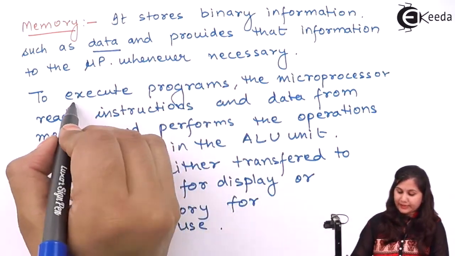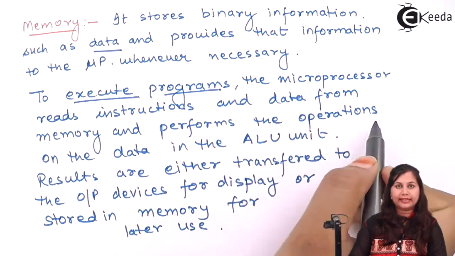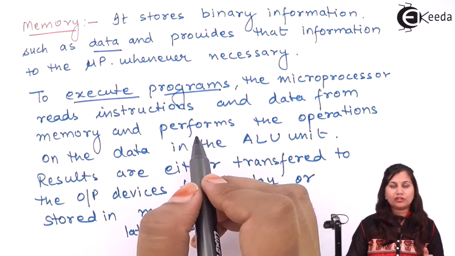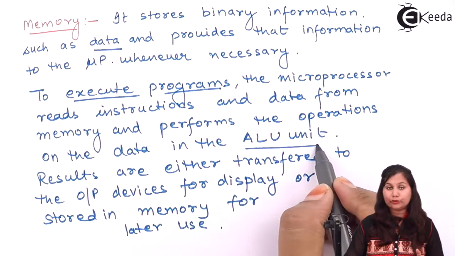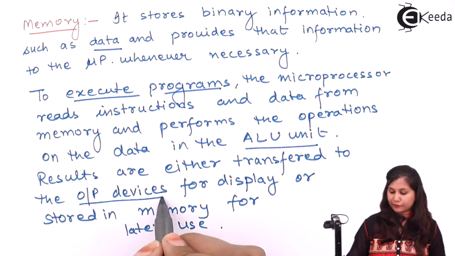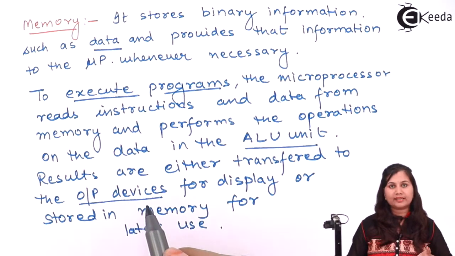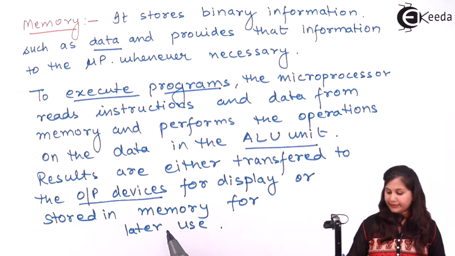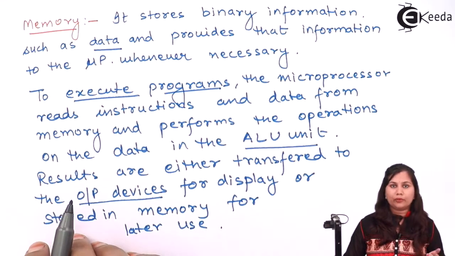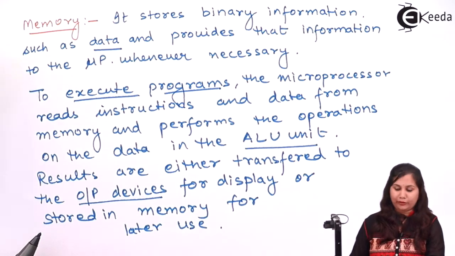So when the microprocessor is executing the program, it will read the instructions and the data from the memory, and then it will perform the arithmetic and logical operations on that data in the ALU unit. After that, the result of the operations is either transferred to the output devices for display so that the user can read the result of the operation, or it is stored in the memory so that it can be used in later programs. So in this way the memory is being used in the microprocessor.